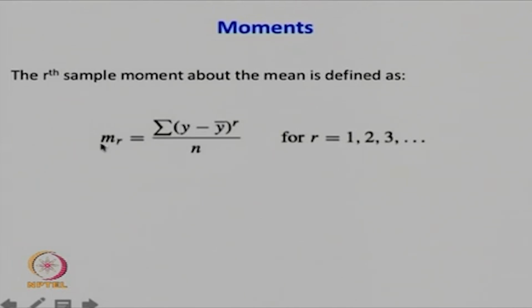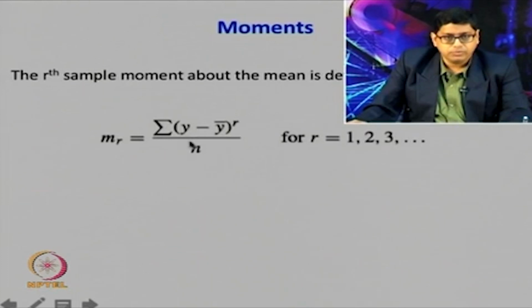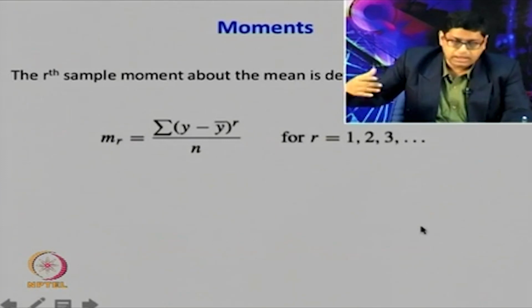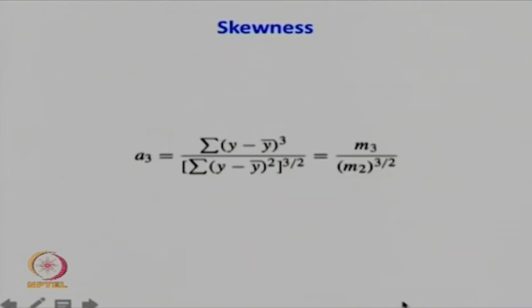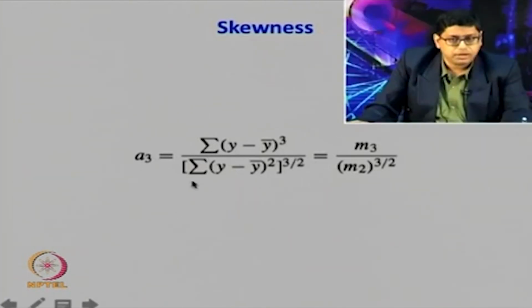Now, the way these moments are defined, if y has a given unit, then mr will not return a value which is unitless, but rather it has some units. You of course want to eliminate that aspect of dimensionality in your measurements, and for that purpose what you typically do is divide by another moment raised to some other power, so that the units are the same. So, a3 is one such measure.